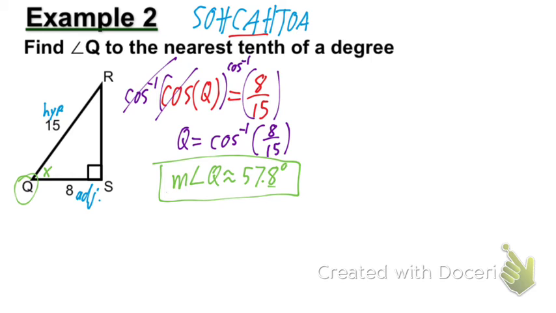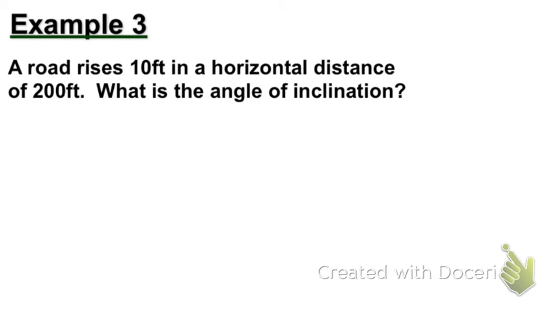All right, our last example for today is number 3. A road rises 10 feet in a horizontal distance of 200 feet. What is the angle of inclination? Okay, well, is there any non-important information here? No, not really. So do we need to underline right now? No, not really, but what should we do? Picture! What are we drawing here?